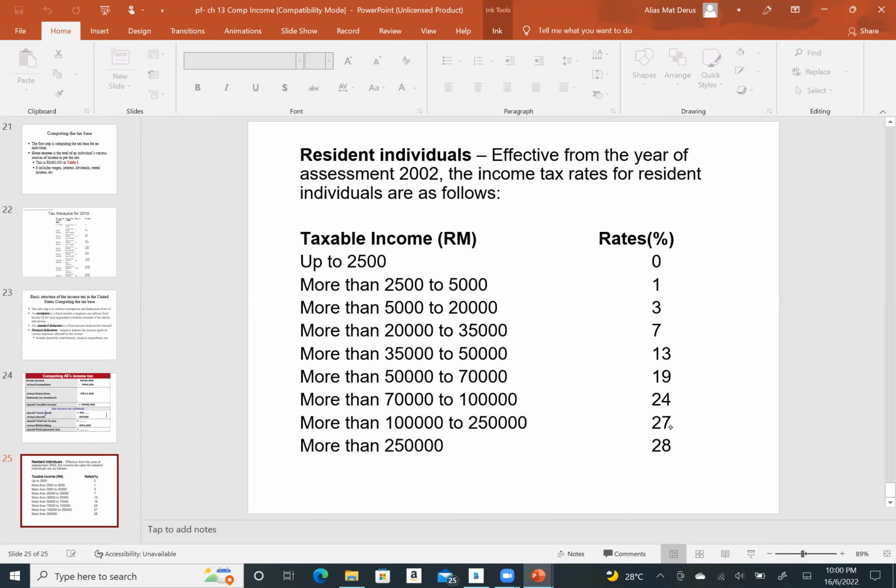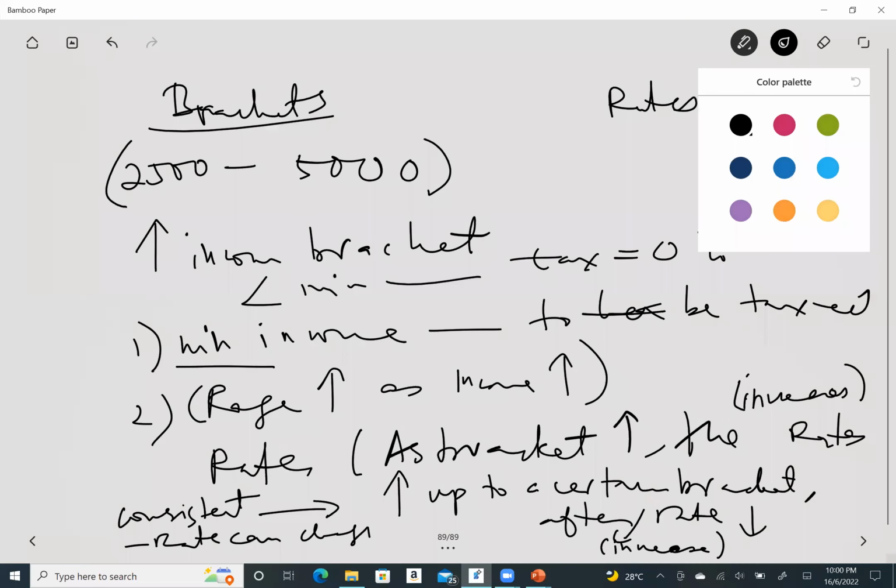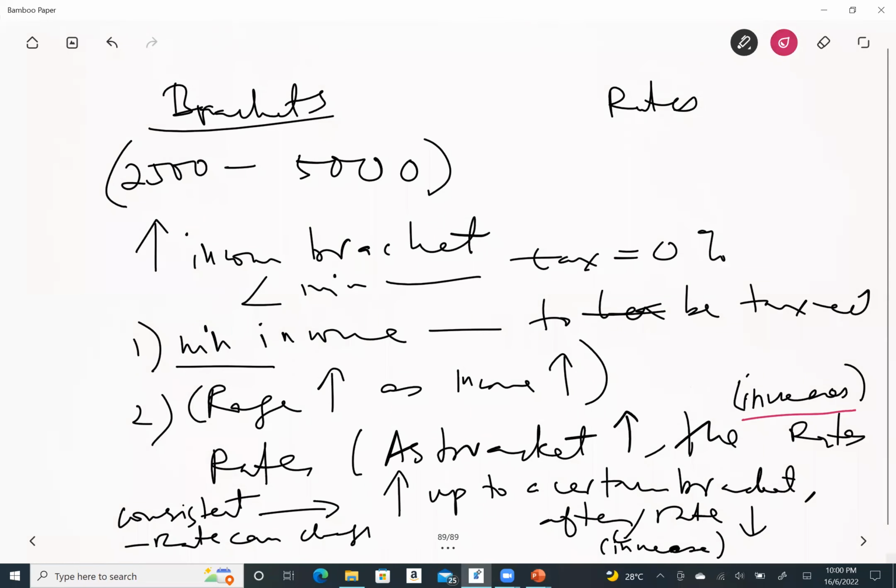So the increase in the rate increases up to a certain point. After that, the increase of the rate will start to decline. So it is the increase we are talking about. This is why I say the increase, not the rate increasing. The rates, of course, increase all the way. But here we're talking about the increase.